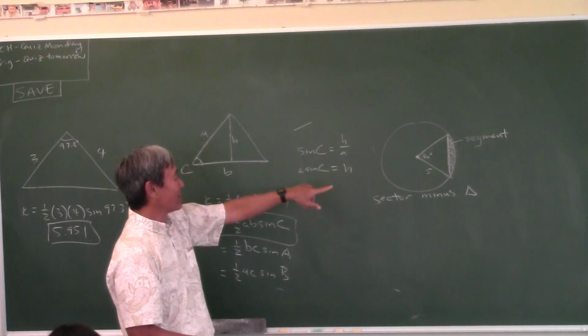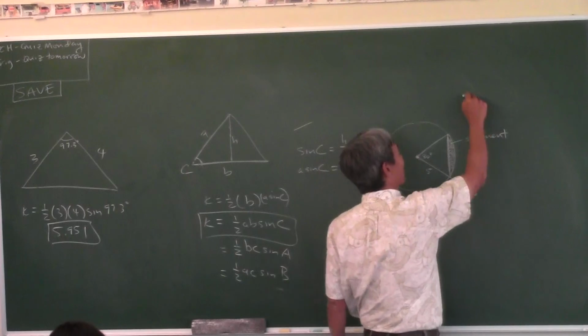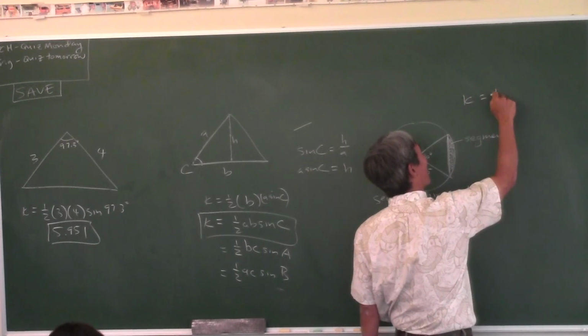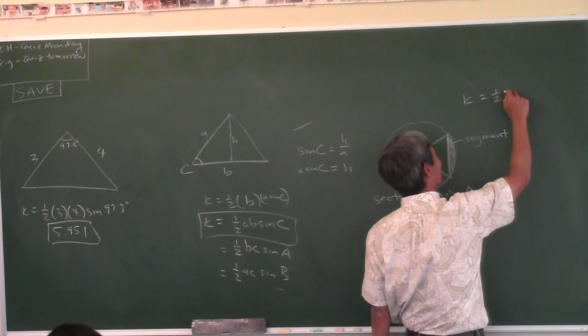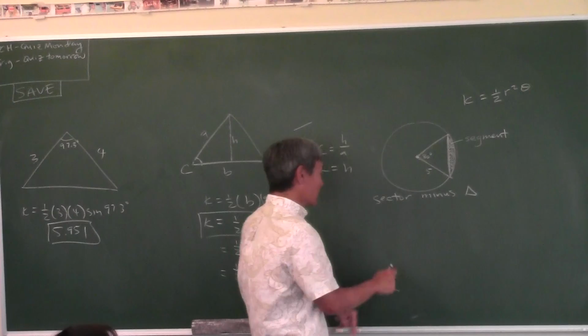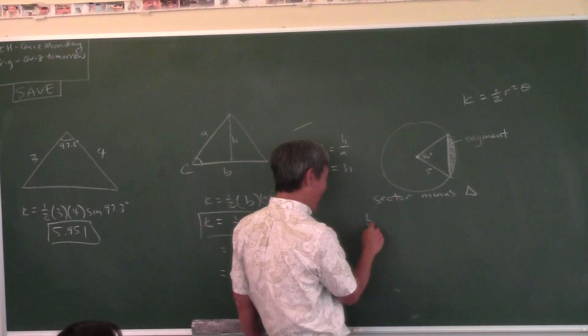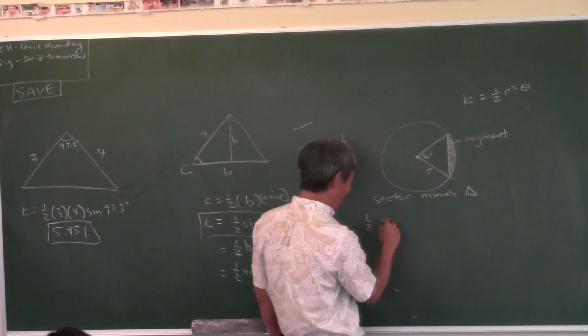Now how to find the area of a sector? What is the formula we got to know tomorrow? Area of a sector is what? 1/2 R squared theta. This is tomorrow, people, you got to know this. But the angle has to be measured in radians. So the area of a sector is 1/2. Now what is the radius of the circle? Look, it's written right there, 5 squared.